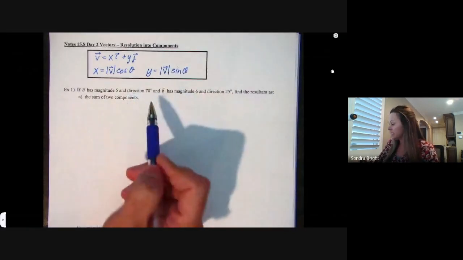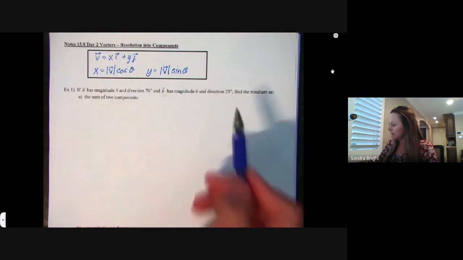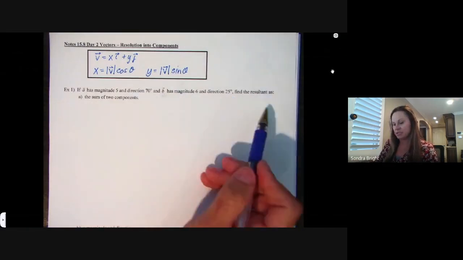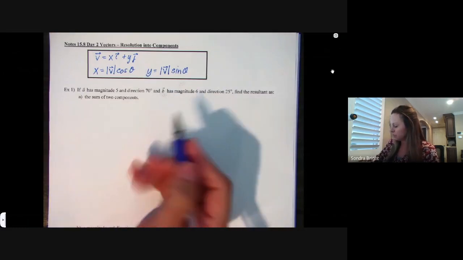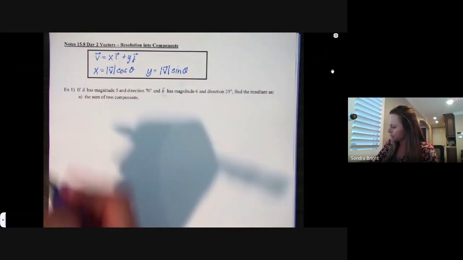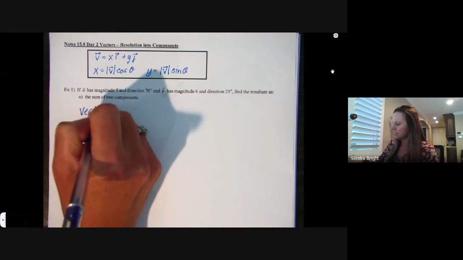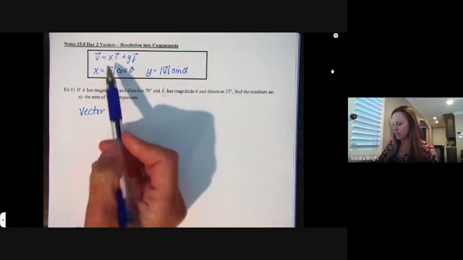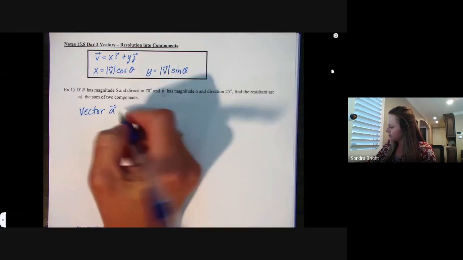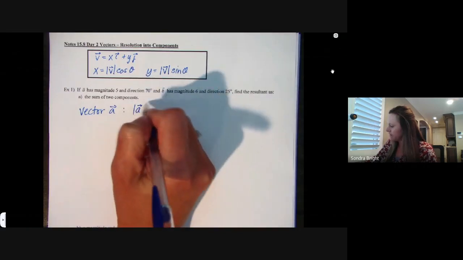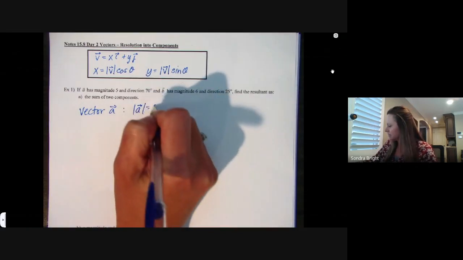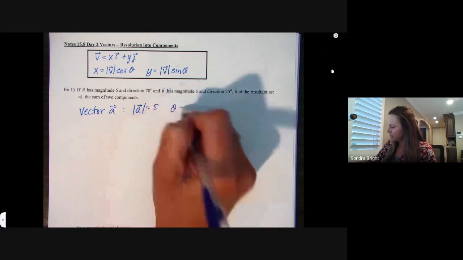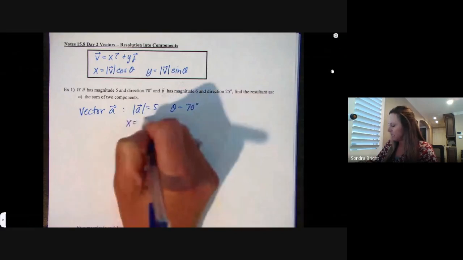So this question says, if A has a magnitude of 5 and a direction of 70 degrees, and B has a magnitude of 6 and a direction of 25 degrees, find the resultant as the sum of two components. So the first thing we're going to do is turn vector A into its component form, xi plus yj. Vector A has a magnitude of 5 and the direction angle is 70 degrees. So the x component would just be 5 times cosine of 70 degrees, and the y component will be 5 times sine of 70 degrees.